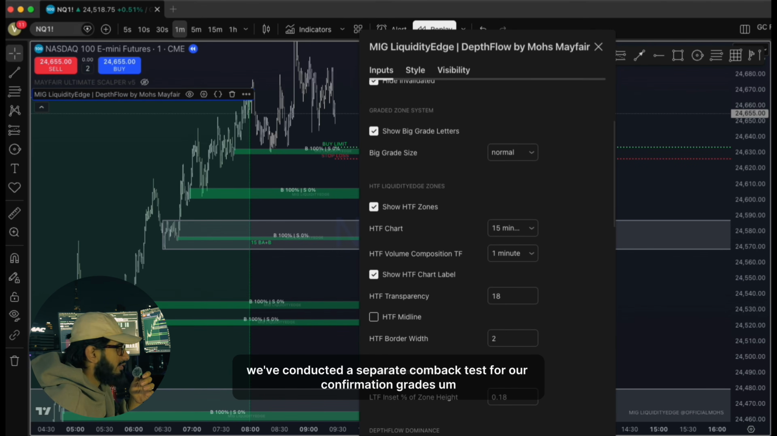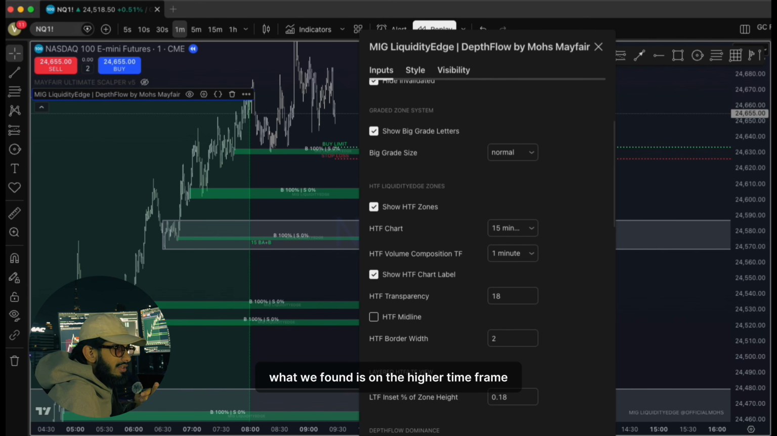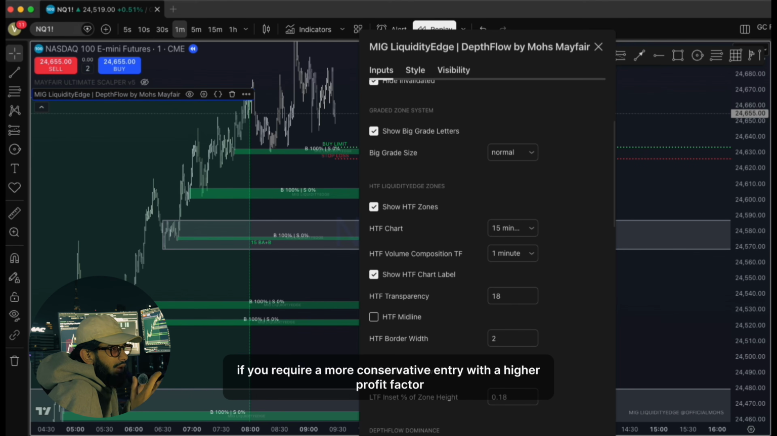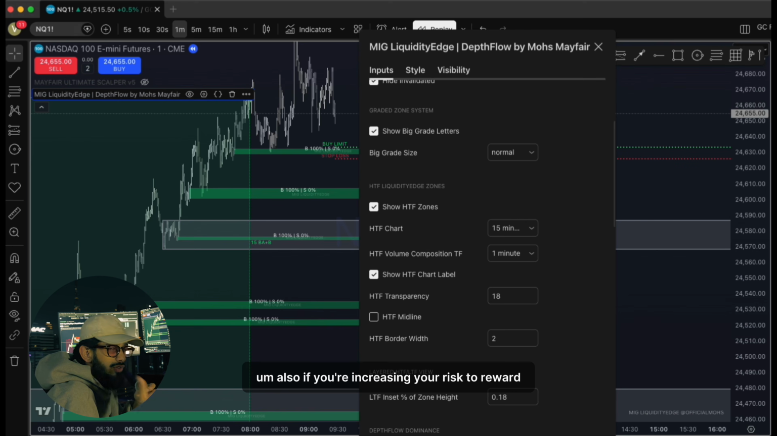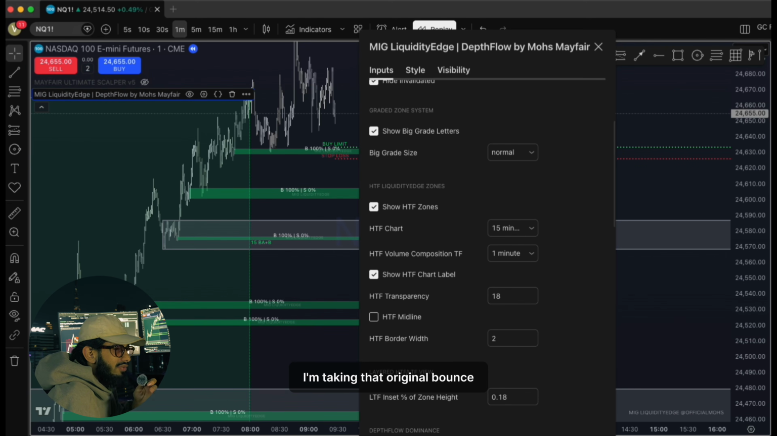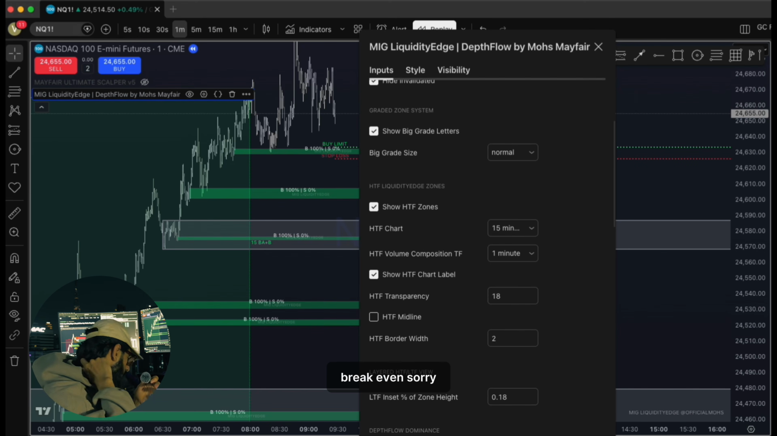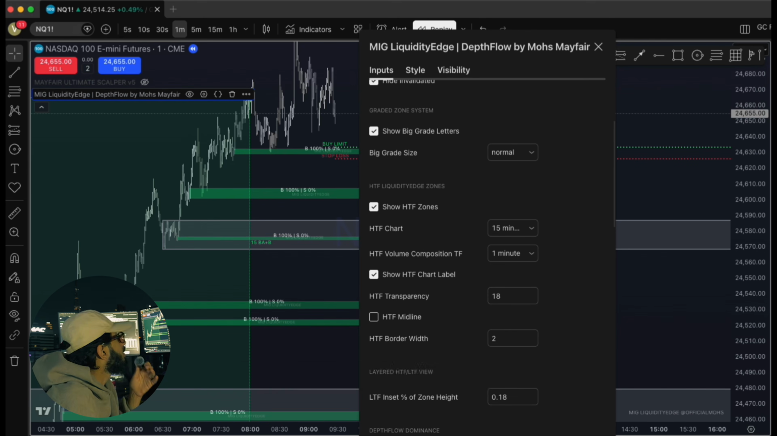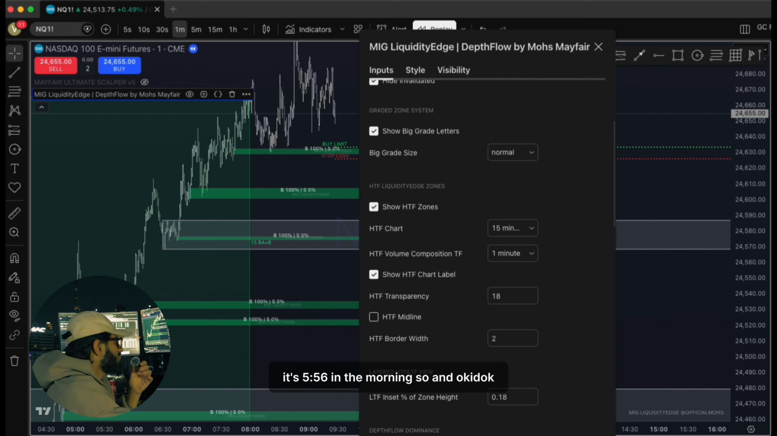We've conducted a separate quant back test for our confirmation grades. What we found is on the higher time frame, if you require a more conservative entry with a higher profit factor, also if you're increasing your risk to reward, taking 50% of a zone is long-term stronger. I'm a very aggressive trader, so I'm scalping in and out. I'm taking that original bounce. I'm then moving my stop loss to break even after 10 points. It's 5:56 in the morning, so.